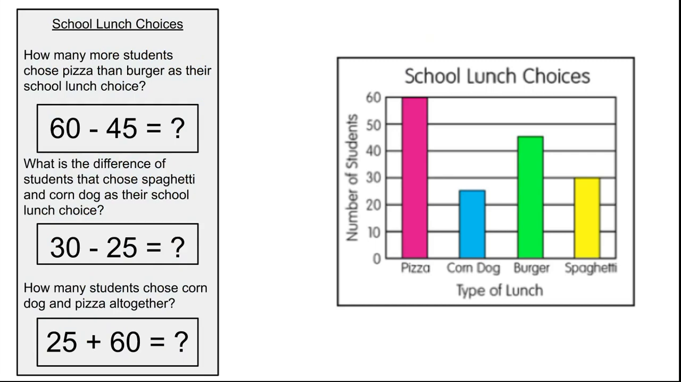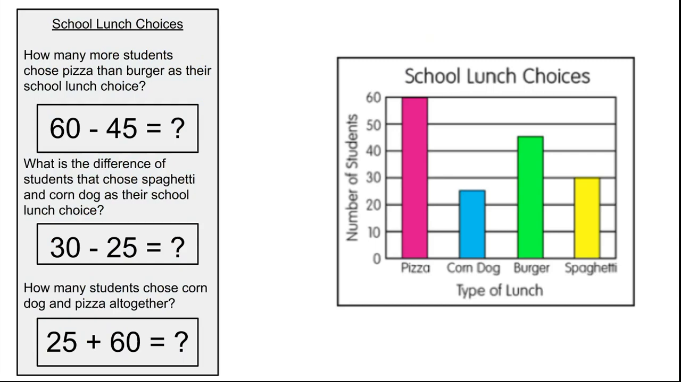So let's analyze. How many more students chose pizza than burger as their school lunch choice? Well, 60 people chose pizza and 45 people chose burger. 60 minus 45 equals 15. So 15 more students chose pizza than burger as their school lunch choice.